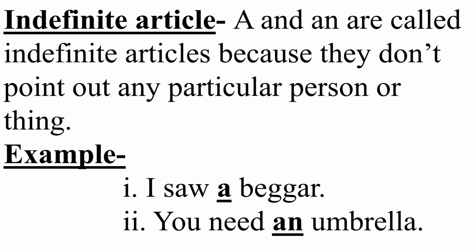A and an are called indefinite articles because they don't point out any particular person or thing. For example, I saw a beggar. You need an umbrella. Let's move to know the uses of a.